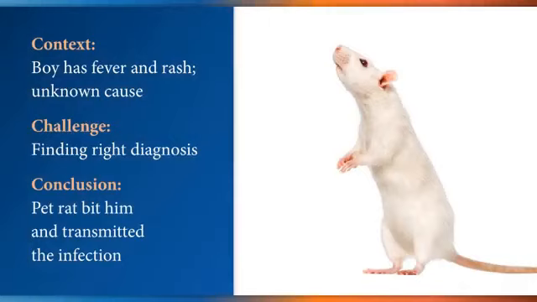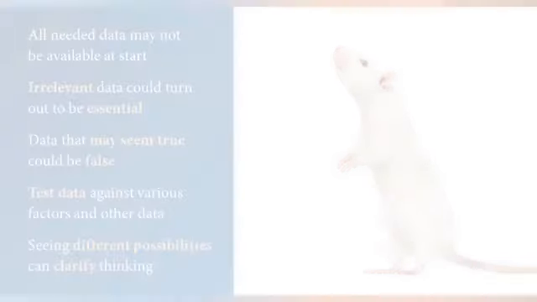So let's do our 3 C's. The boy has a fever and rash due to unknown causes. The challenge is finding the right diagnosis when there are many possible causes and outcomes. The conclusion is, it turns out the boy's pet rat bit him and transmitted the infection. It also likely caused the boy's 2 dogs to die from the same cause.